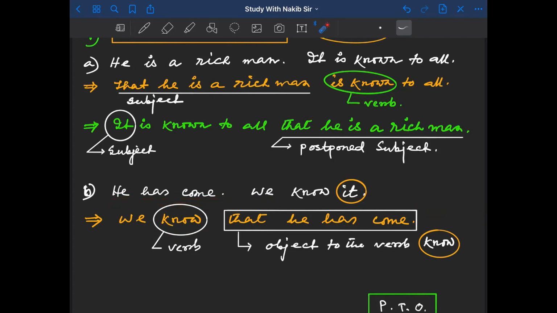Now if you get this type of two sentences in your exam, join them this way. We know that he has come. This is a noun clause, object to the verb know. Okay. If you can't remember whether it is a noun clause or not, but if you can join it perfectly, you will have a perfect score. So remember, if you get this type of two sentences, join them this way. We know that he has come.